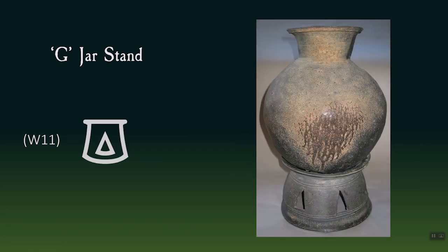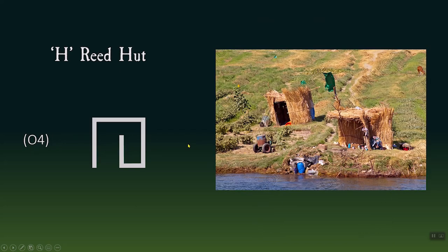Then we have G for a jar stand. This is W11 in our JShesh software. And you can see here on the right, it's describing this base. In the ancient world, they would build these large vases, large water containers, and they would have round bottoms so that they could stand up in the sand. But when you brought it into the house, you needed something to put it on. And so they would stand it on a jar stand. And these little triangular cutouts were designed to allow cool air in to keep the water cool. And that's the idea there.